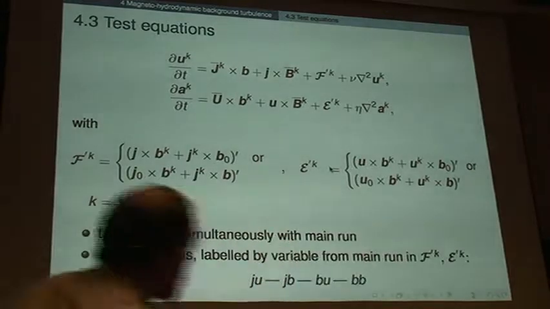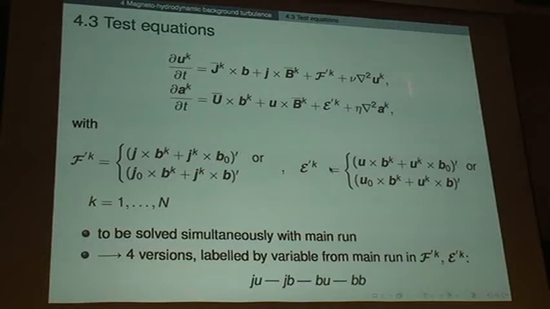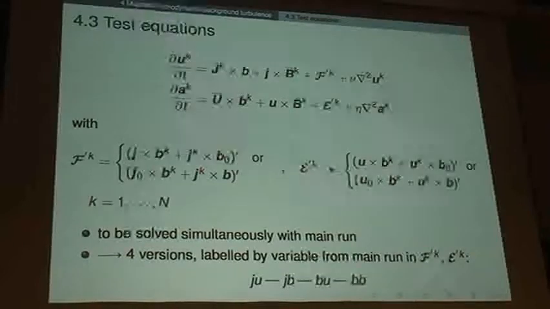And we have to solve the system simultaneously with the main one, with the DNS, and we see we have four different versions to do that, which we can label by the fluctuations from the DNS, which fit into these places here and define the version. For instance, we take this variant and this variant. We have here a J and here a U, so we name it the JU version. And then we would take this variant and this variant. We have here a B and here a B, and we would name this the BB version.